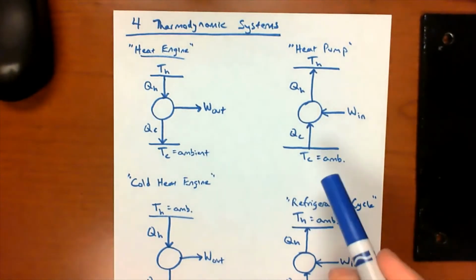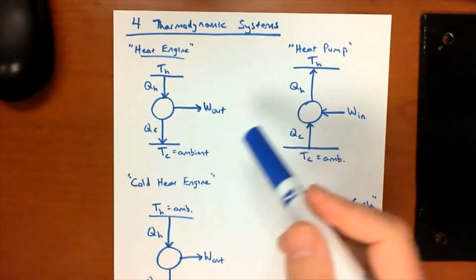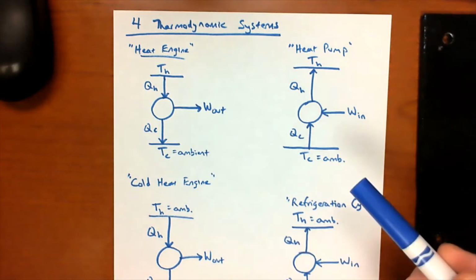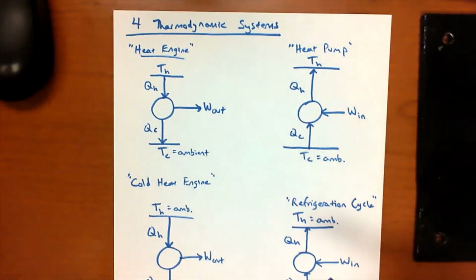So you can define what is the desired or useful output of these systems compared to the input that you have to put into the system. And the definition of efficiency might be a little bit different for each of these systems.